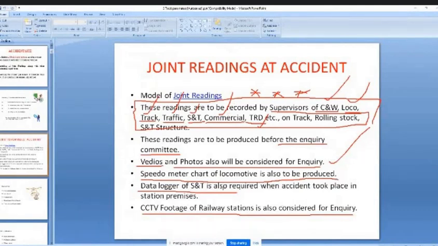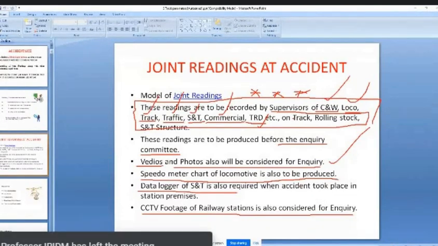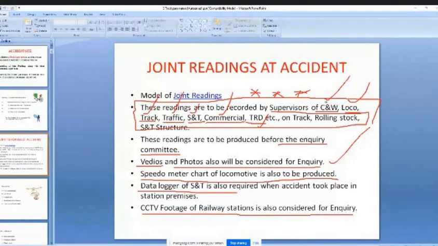Once the joint readings are recorded on a sheet of paper or a video or anything, it is to be signed by these supervisors. Only then is the document valid. If it is not signed, that document is not valid. For example, if you are a CNW person or a loco person and you alone sign and bring the readings, that is not valid. That is why joint readings means a minimum of two to three supervisors have to sign. We have seen the measured gauge of 1680 or the super elevation, this much is there. So who has to sign?